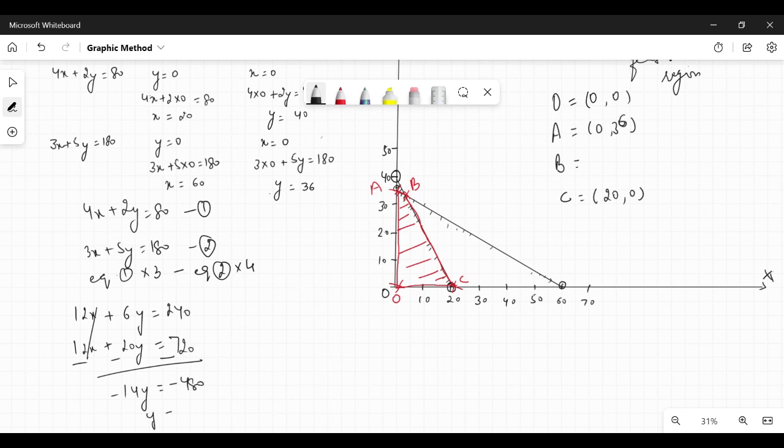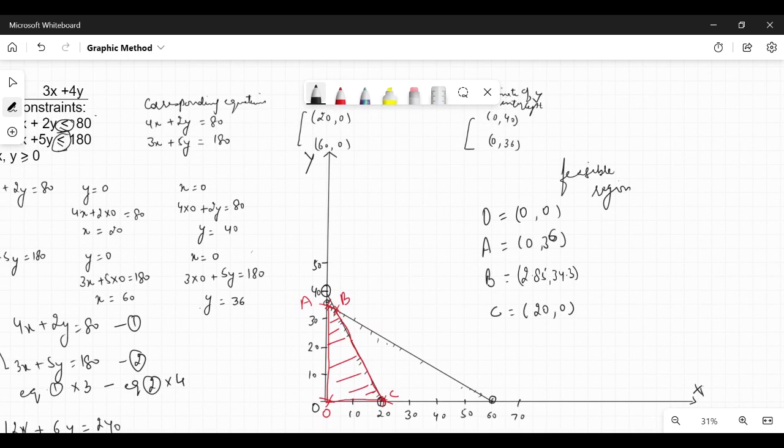So the value of y is equal to 34.3 approximately. So when we substitute the value of y in any of these equations, we get the value of x as 2.85. Right? So the coordinate for point B is 2.85 and 34.3. So now we have to substitute these 4 values in the maximize equation.